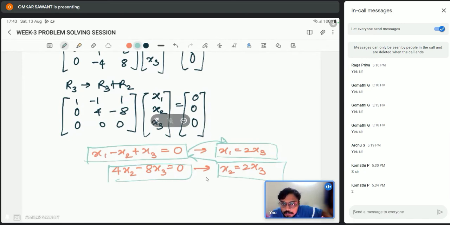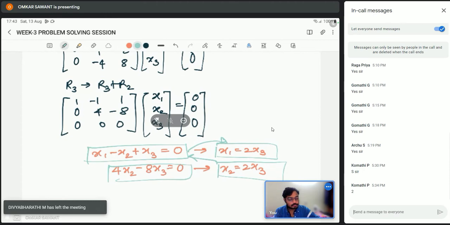Has everyone solved this eigenvector thing for eigenvalue 6? What is the answer?